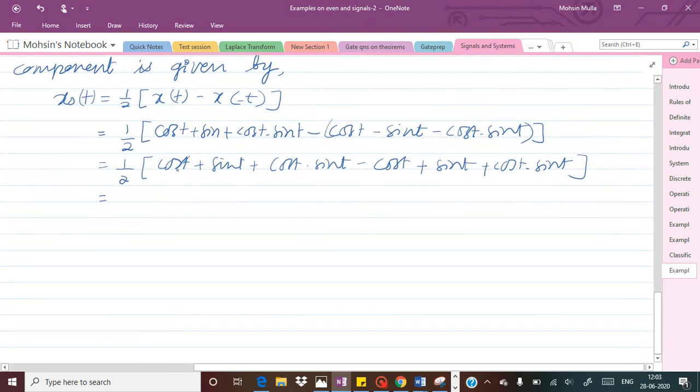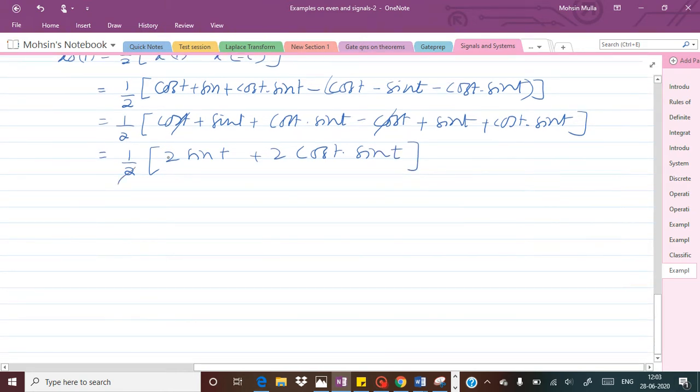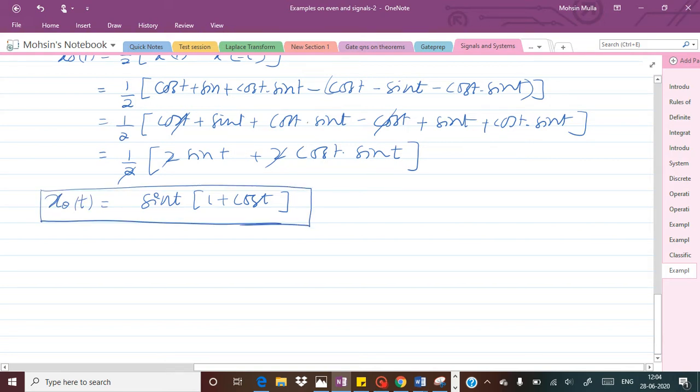Here the cos terms will get cancelled, and we get sin t and cos t into sin t, so it is 1 divided by 2 times 2 sin t plus 2 cos t into sin t. The 2 will get cancelled from each term, then if sin t is taken common, sin of t into 1 plus cos t is the odd part of the given signal x of t.